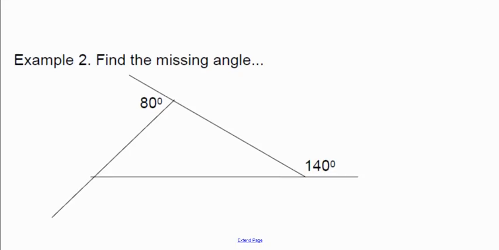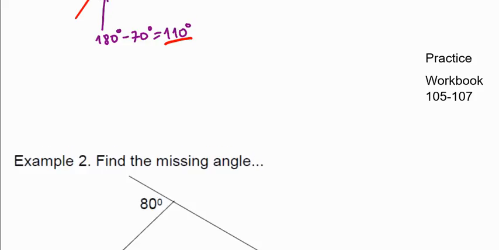You can try the last example too. And then after that, there are some practice questions in your workbook that you can work on. If you have any questions, maybe the supply teacher can help you. If not, I can go over this once again when I come back.